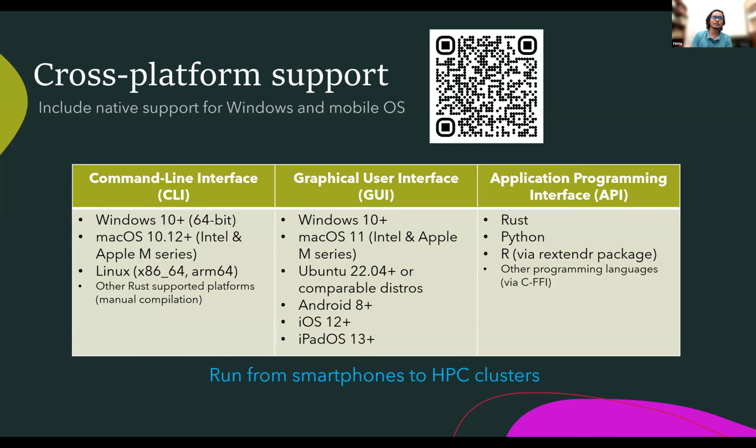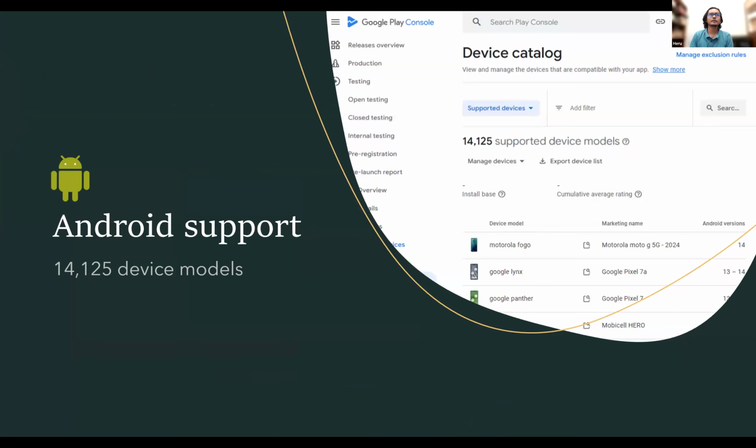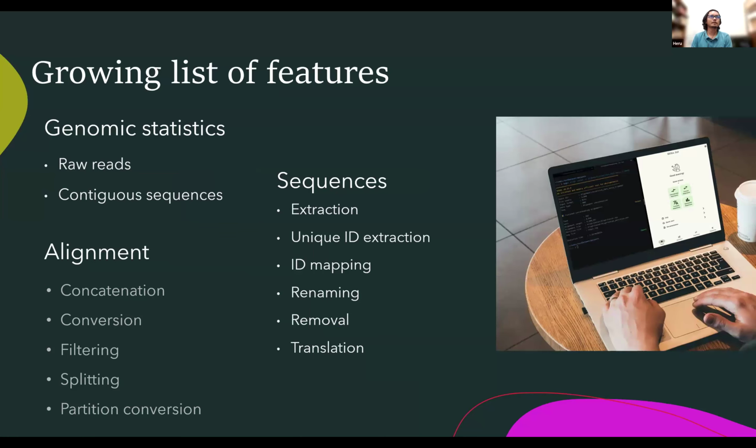So in general, Sigul basically runs from smartphones to high performance computing clusters. It supports many operating systems, and just for an example, for Android, it supports over 14,000 device models. And we have a growing list of features. As I mentioned previously, it's mostly for target captures, but we have also been adding features that can be used for whole genome sequencing data sets, for example, for raw reads and contiguous sequence statistics.